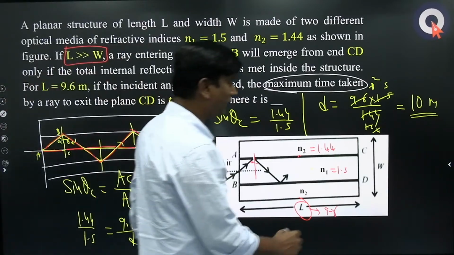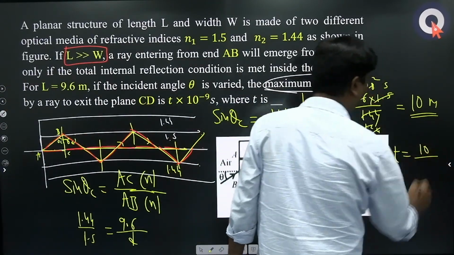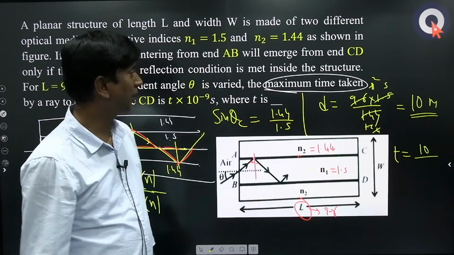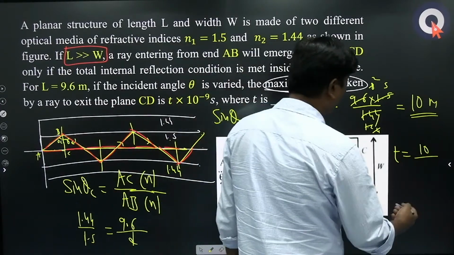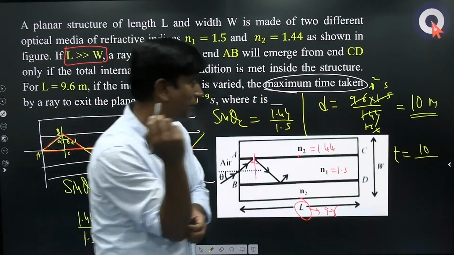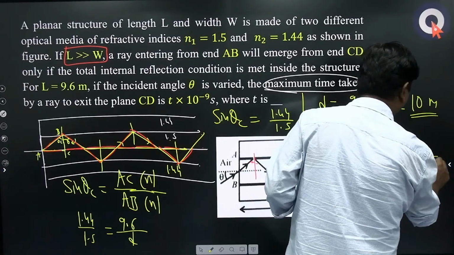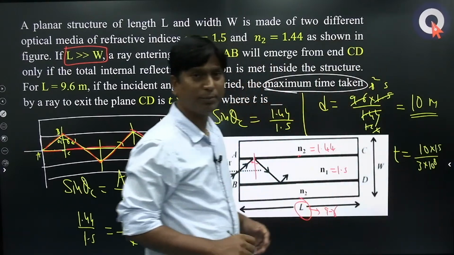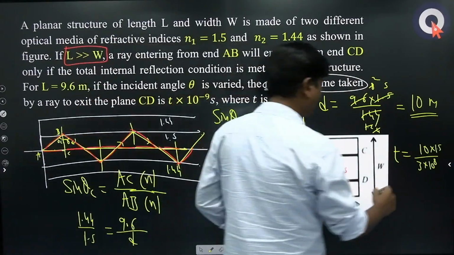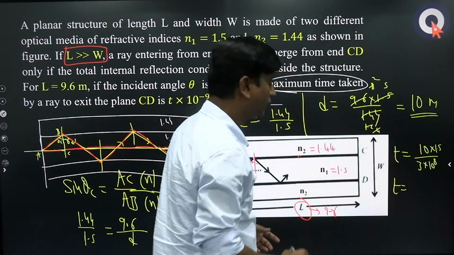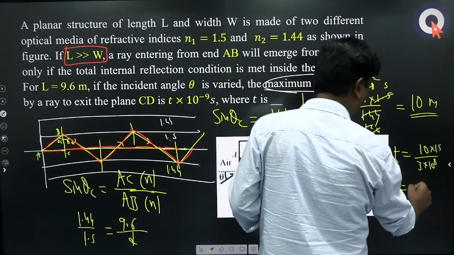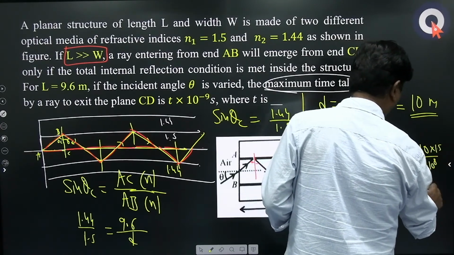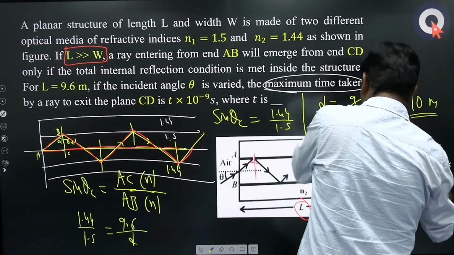So that time you can easily find out by distance by speed. Speed in which medium? In the medium which is having a refractive index of 1.5. So how do you calculate the speed in the medium having a refractive index of 1.5? It is speed in vacuum by 1.5. So how much? 0.5. This is I think 5 into 10 power minus 8.